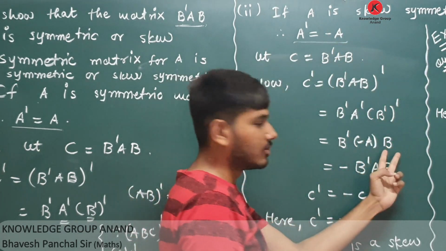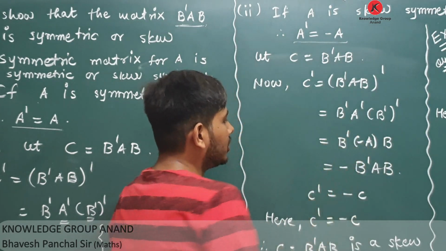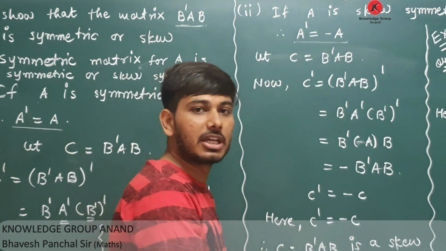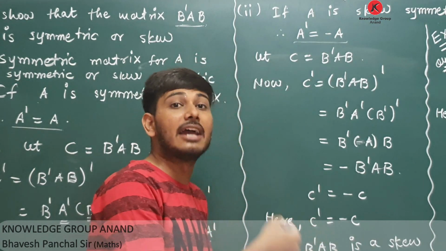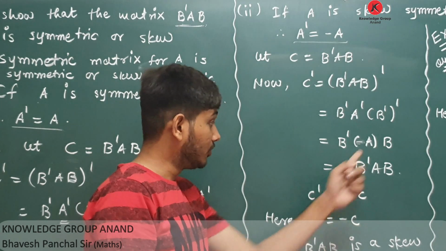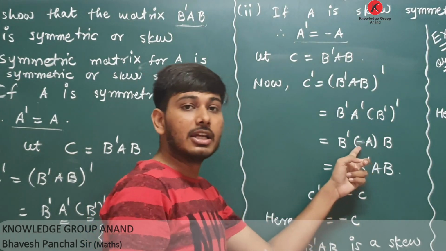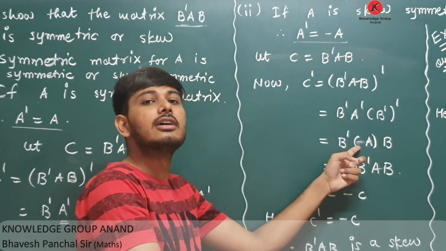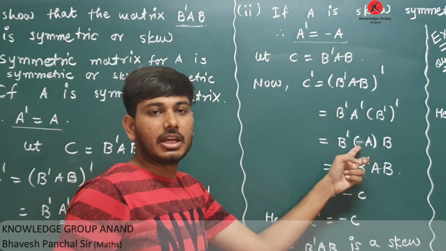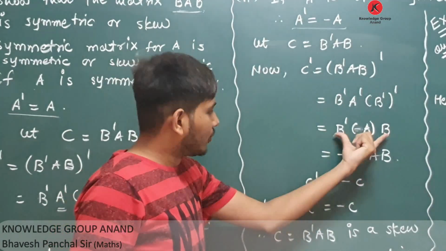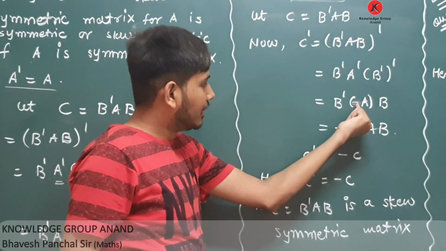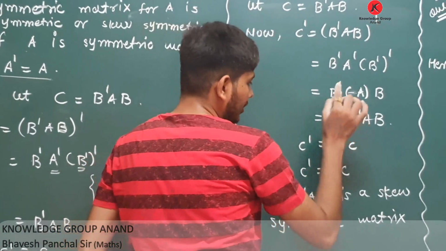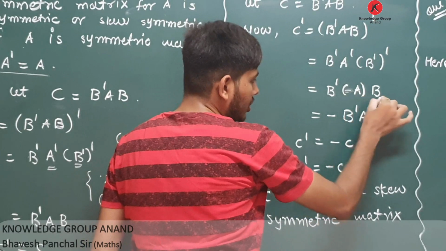B' ' which is equal to B. Now, if minus is there, therefore it is the multiplication of a matrix by a scalar. Which scalar number? Minus 1. If we multiply any matrix by any scalar, we can also take it common from that matrix. Therefore, we can write minus sign here, minus B'A into B.